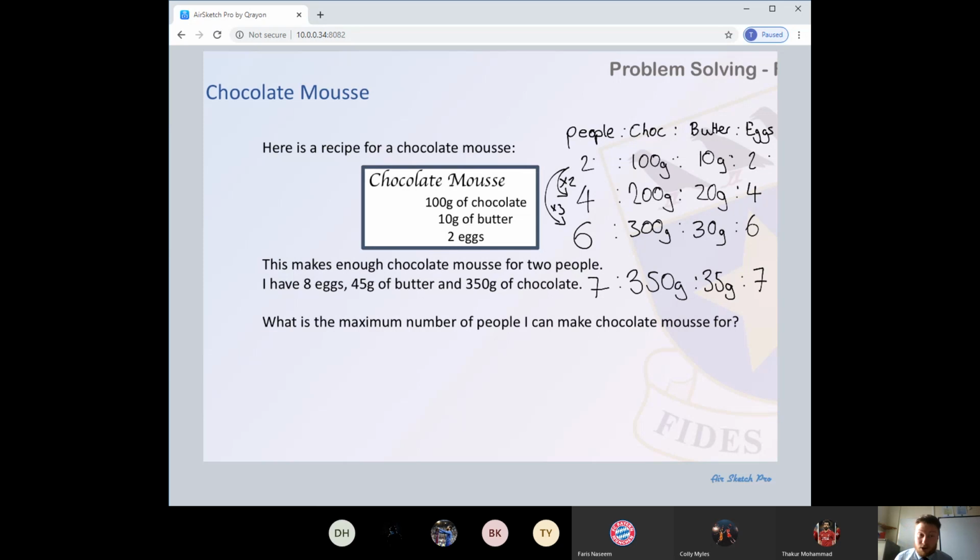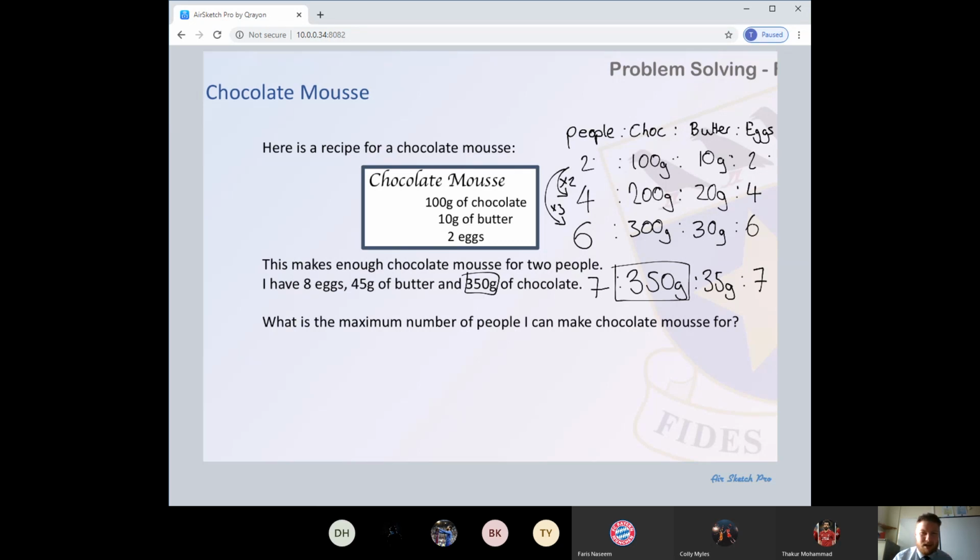Now we still have another egg that we could use, which is why I think a couple of people thought that 8 might be the option. You've just looked at the eggs. We've got 2 eggs for 2 people, so 8 eggs must be for 8 people. But we've got to this point here: 350 grams of chocolate is the amount of chocolate we have to use. There is no more chocolate to use up. That is our upper limit. So 7 people is the correct answer there.